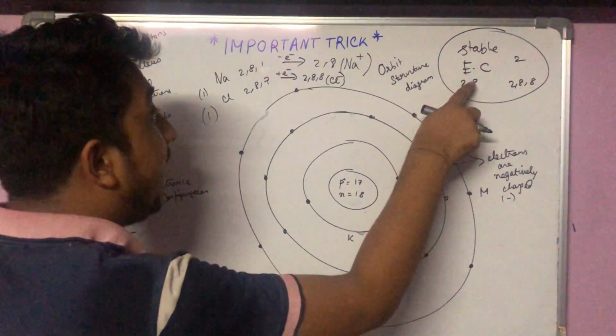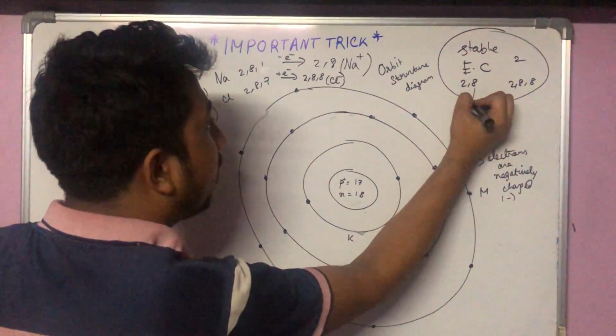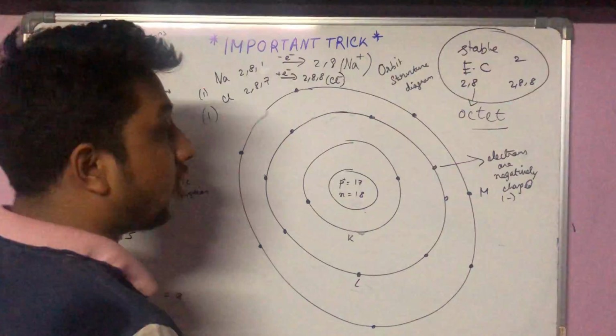Another thing, 8 electrons in a shell. The set of 8 electrons in a shell is called octet. O-C-T-E-T, octet. Octet means set of 8 electrons.